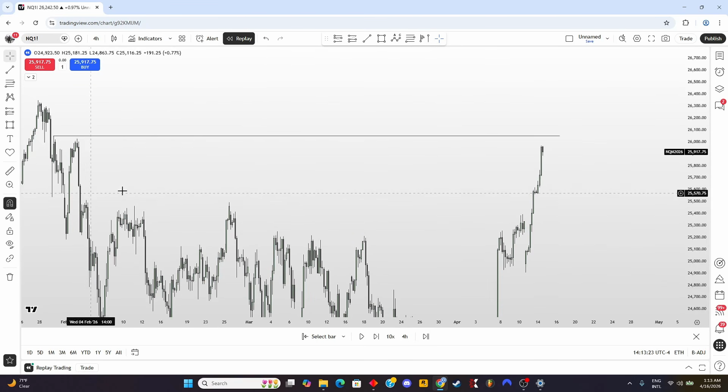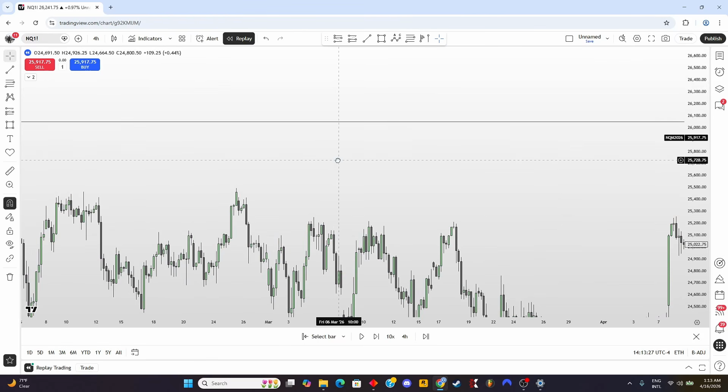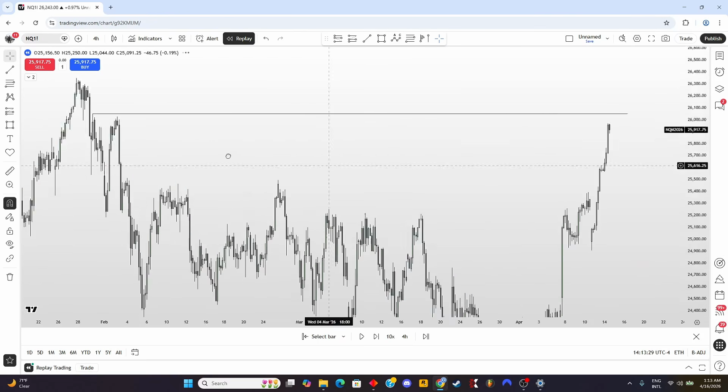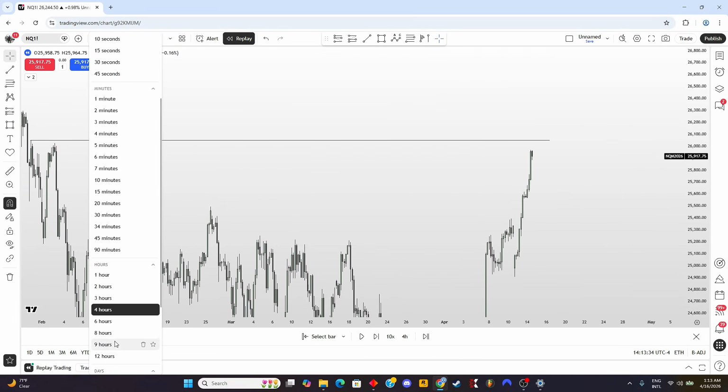All right, guys, so here is example number 1. And first off, we're going to mark out our draw on liquidity, right? So on the 4-hour time frame, I can clearly see that we have these equal highs, and we are also going up. But we need to confirm the order flow on the 1 hour just to be extra safe.